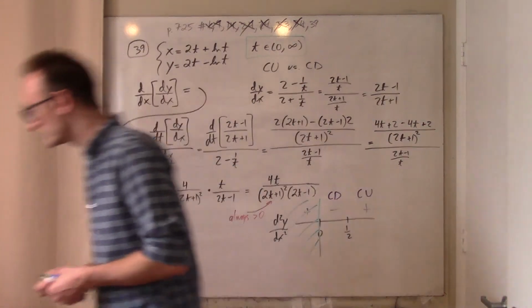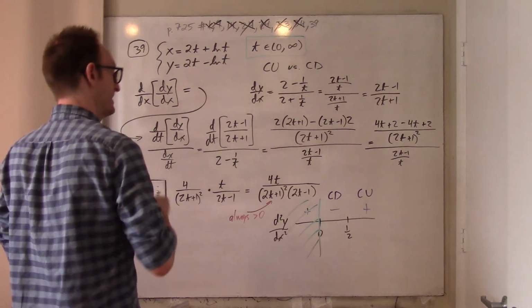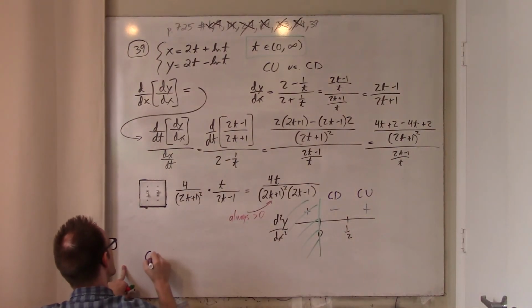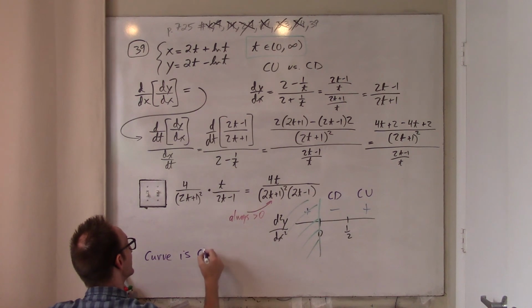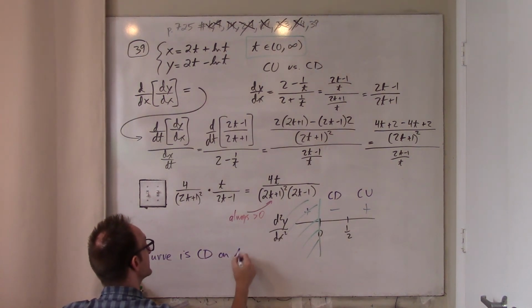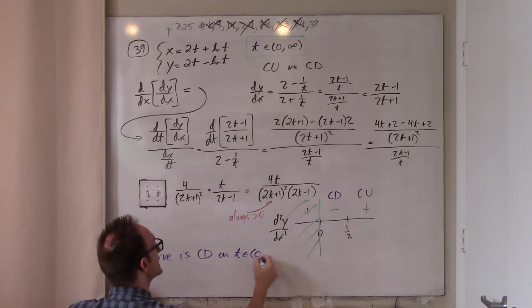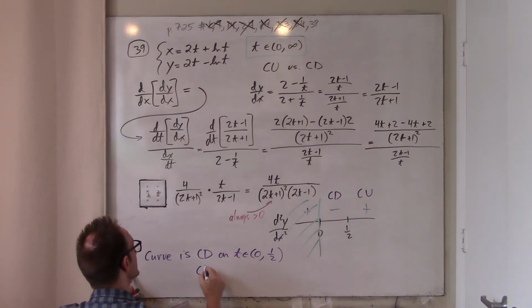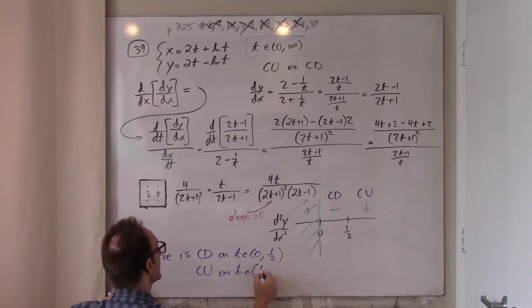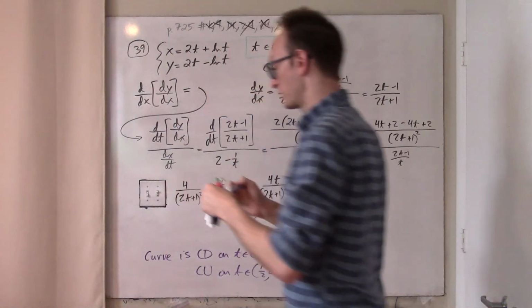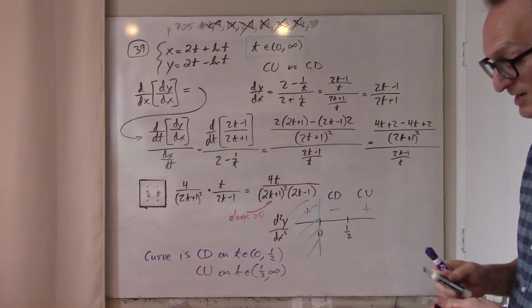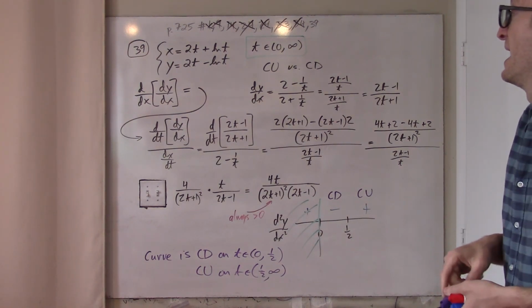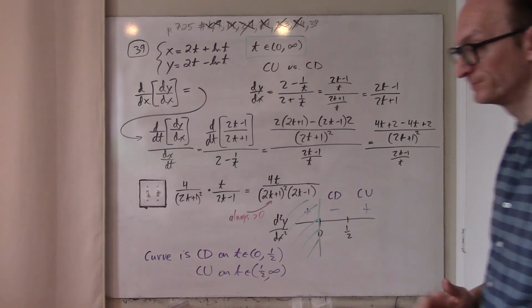And so if I'm ready to answer the question, the answer is that the curve, which I'm not even going to attempt to draw, is concave down on t from 0 to 1/2, and the curve is concave up on t from 1/2 to infinity. And that is, in theory, something which would help me graph this curve if I so desired. There is therefore a point of inflection at the point when t is 1/2. Okay, goodbye.